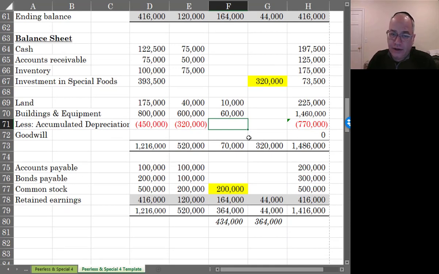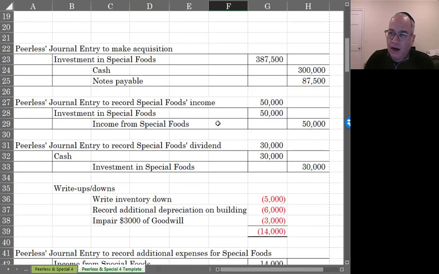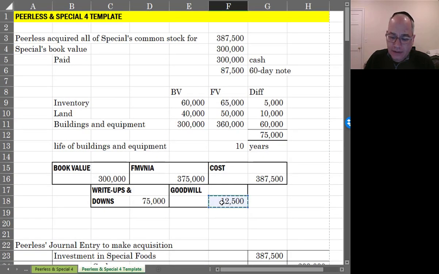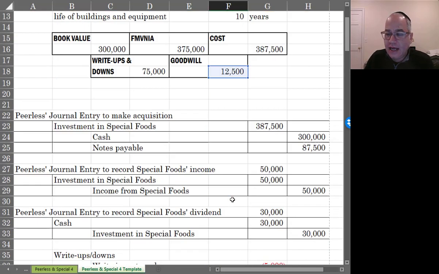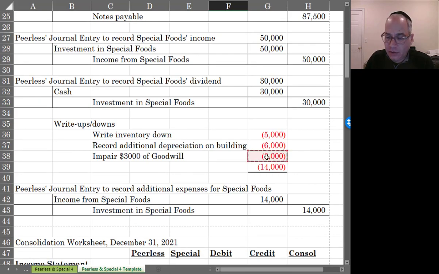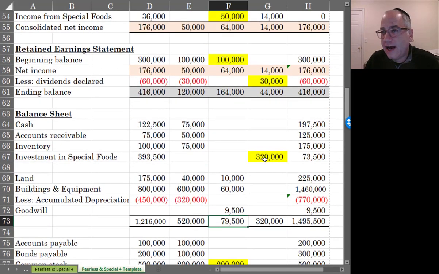Accumulated depreciation, let's not go there yet. Sorry. I've also got Goodwill, and this is very tricky. Goodwill started off at $12,500, but then I wrote off $3,000 of Goodwill. So Goodwill is now going to be $9,500. And I'm going to look again to make sure that I've got everything, and that should be everything. Except the depreciation. That's almost everything.